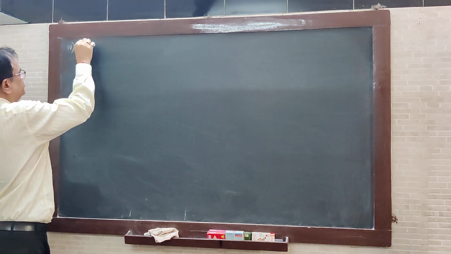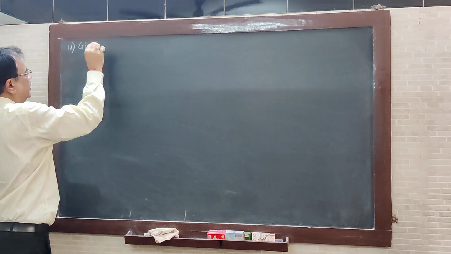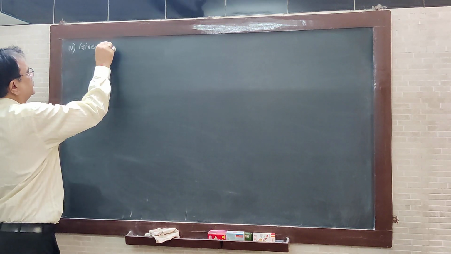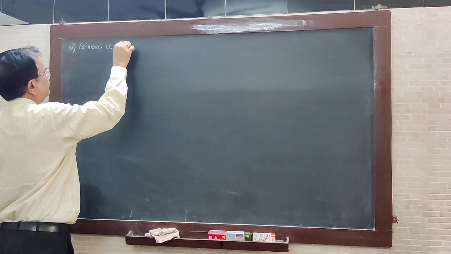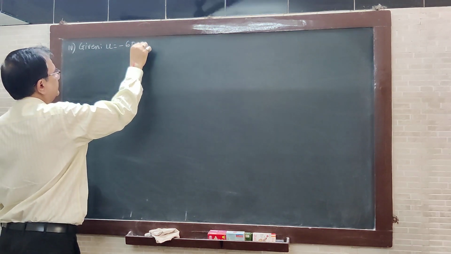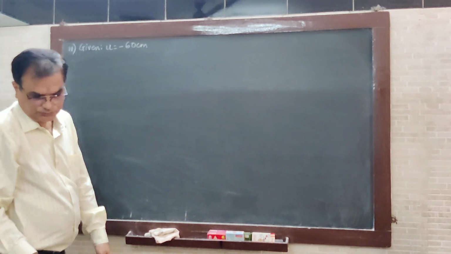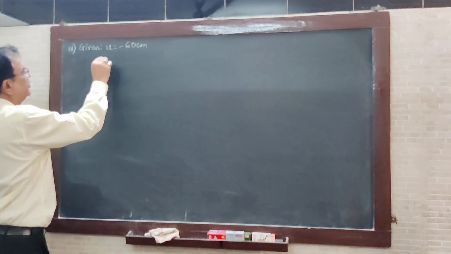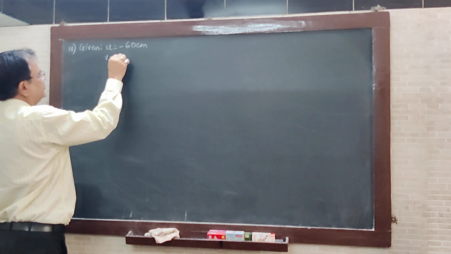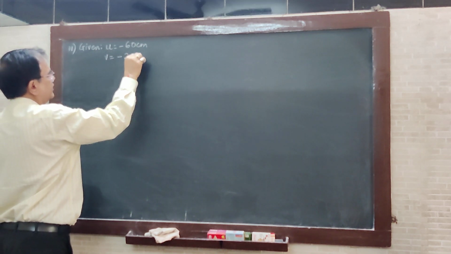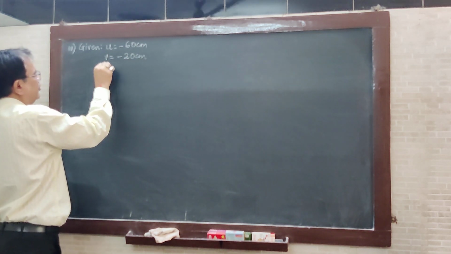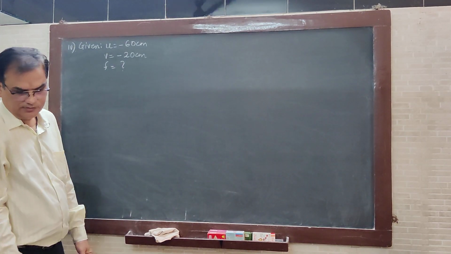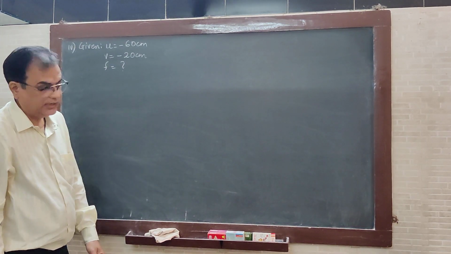Fourth sum. Given an object at 60 centimeters, so u is equal to minus 60 centimeters from a lens, gives a virtual image. So the virtual image is on the same side of the lens, so v is minus 20 centimeters. You have to find the focal length of the lens and state which type of lens it is, converging or diverging lens.